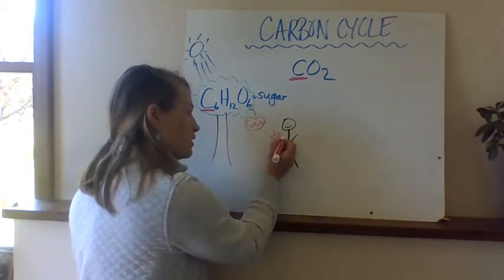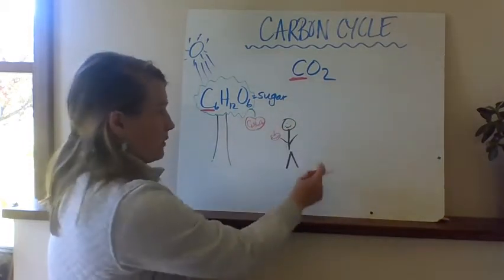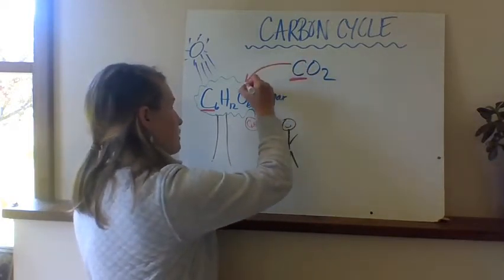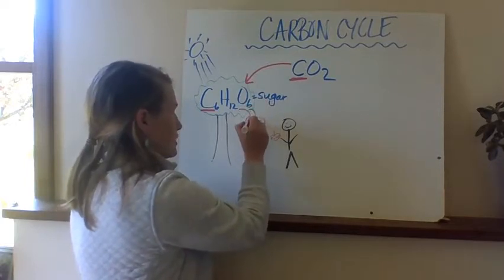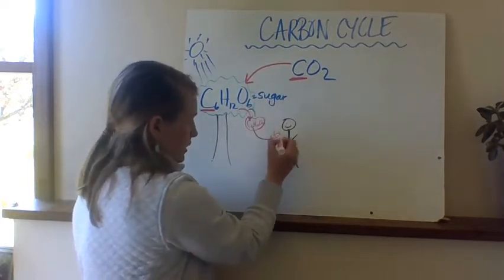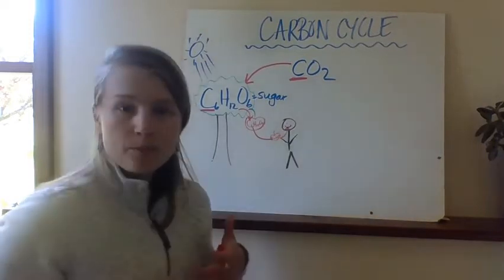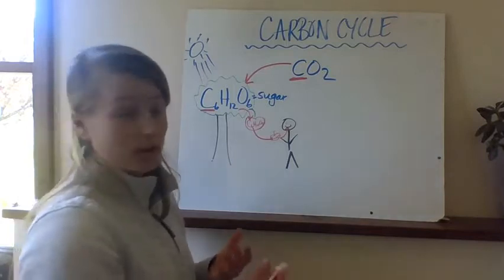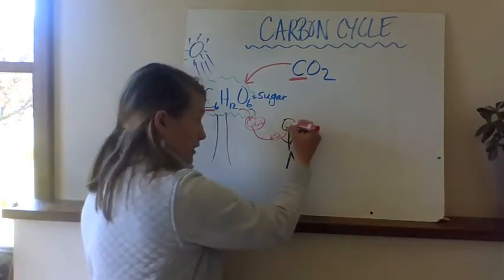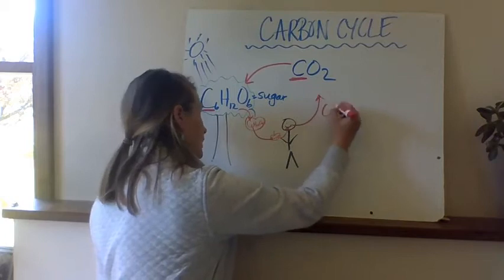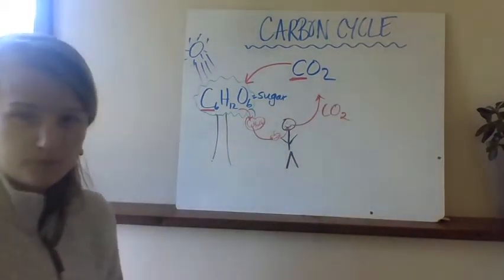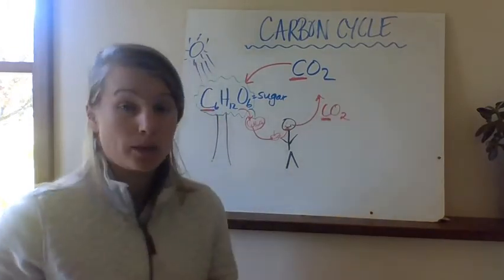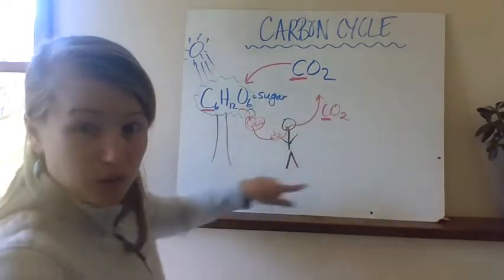C6H12O6, we're going to use the sugar, and I haven't been including the arrows, so there, carbon goes there, carbon's going into the apple, carbon is going into our mouth. How do we get rid of carbon dioxide that we don't need? We breathe it out, in the form of carbon dioxide. So here's the carbon. It's the same carbon. It's just moving around the system.